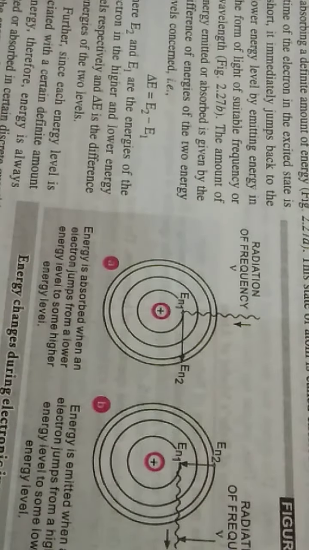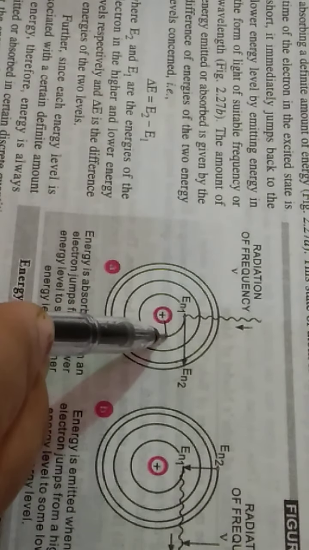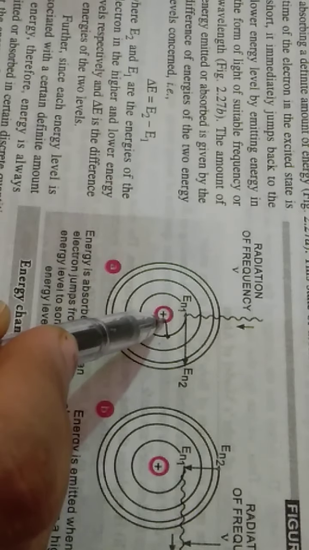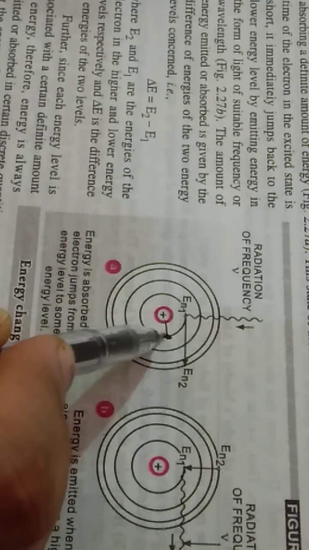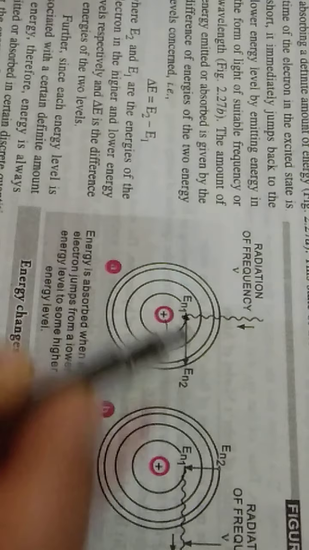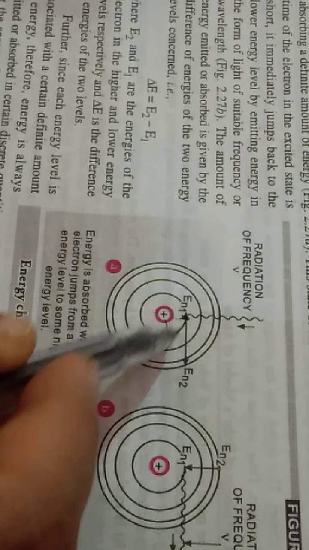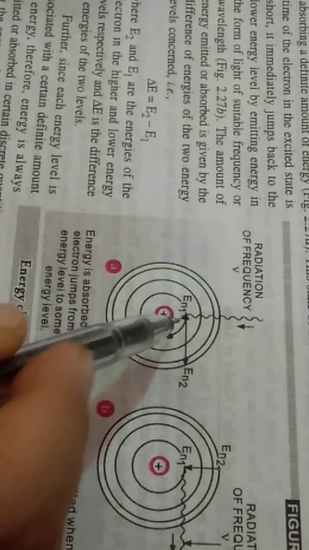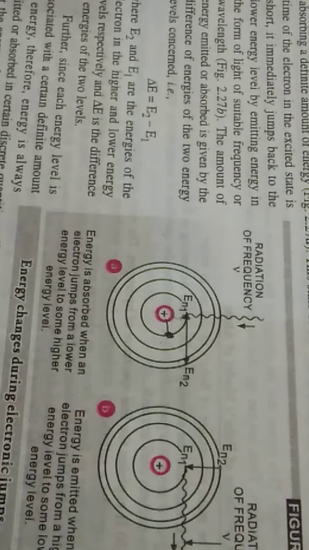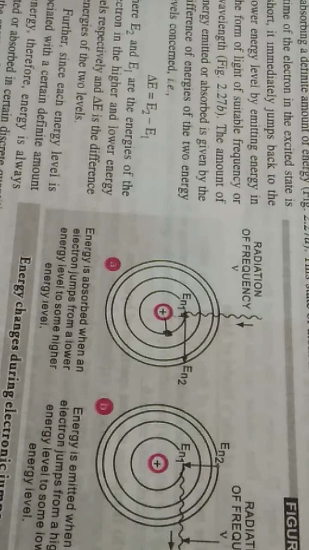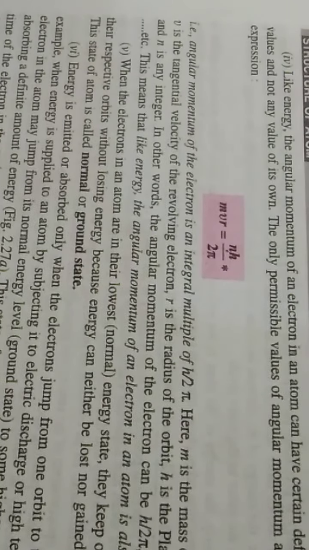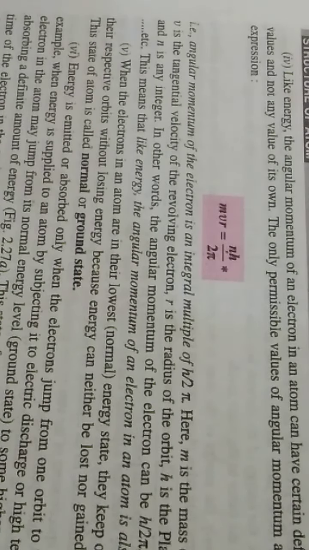Like here in this figure, this is the radius of the orbit, and suppose the electron is moving from this point to this point with a certain velocity. So the velocity is the tangential velocity, children, and r is the radius of the orbit, and m is the mass of the electron. Okay children, h is the Planck's constant, and pi again has a fixed value.